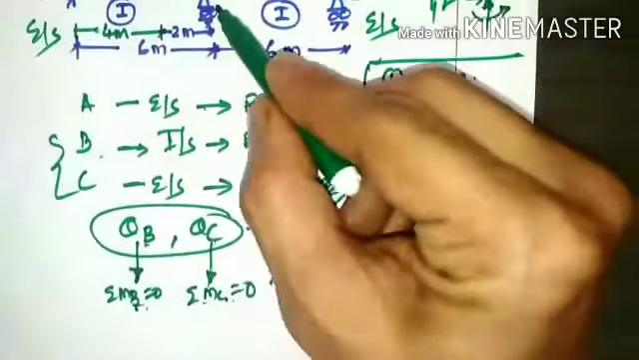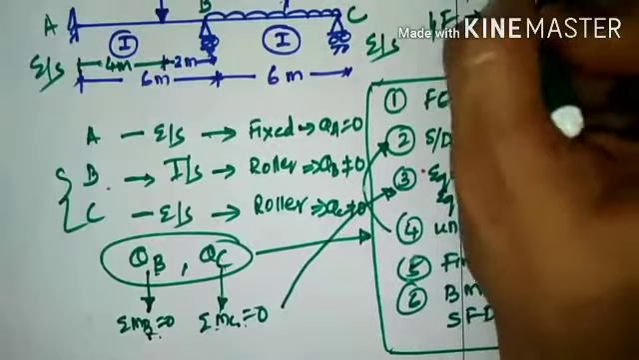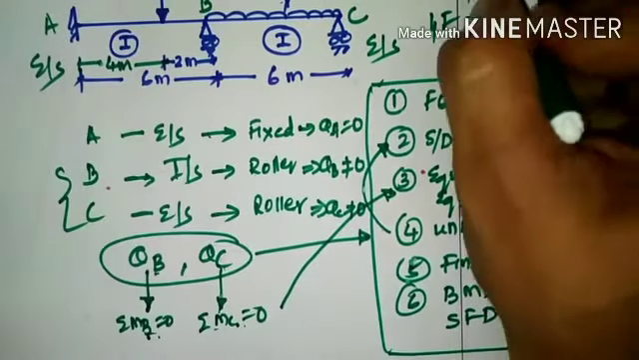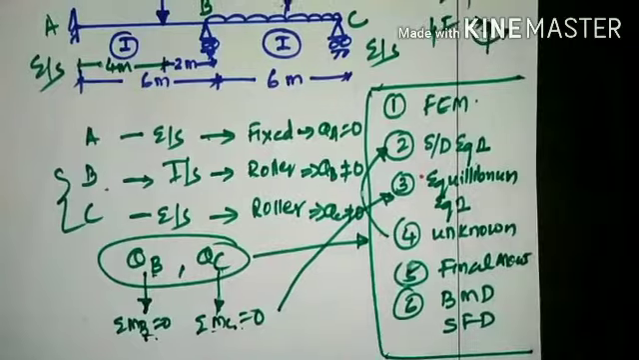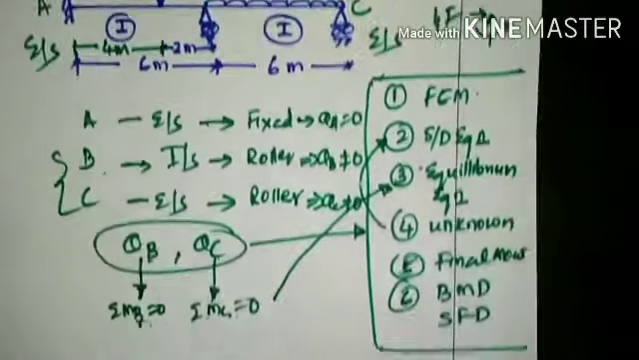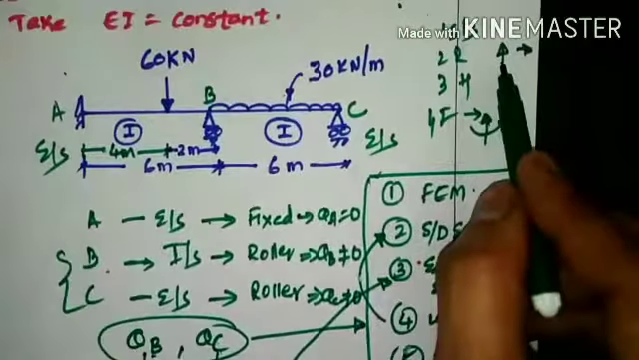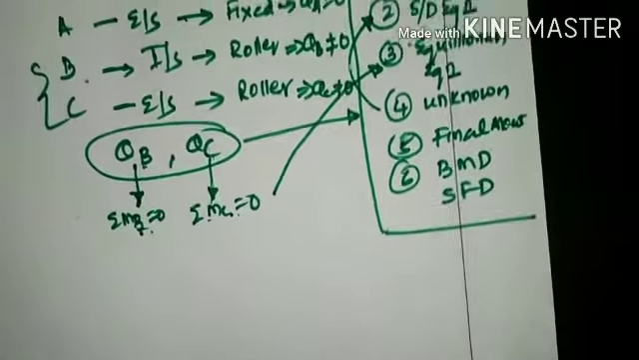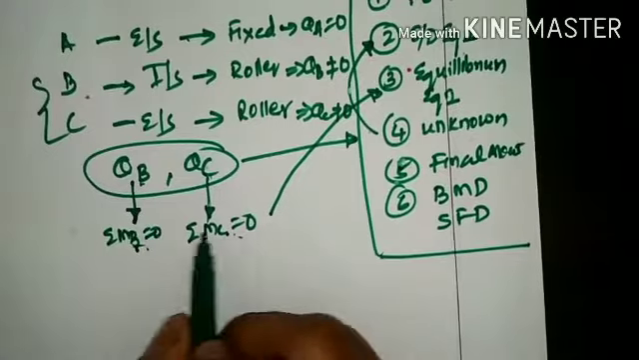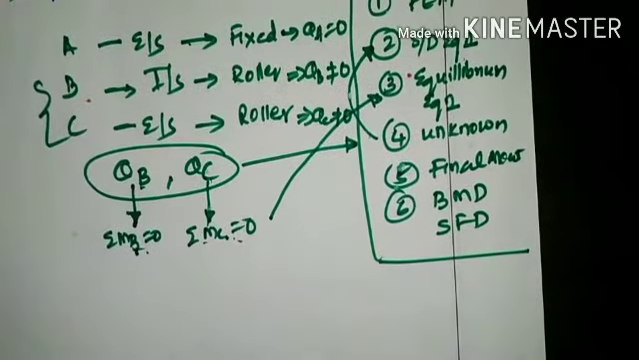MB is 0 because it is a roller support, and a roller support offers reaction only along the vertical direction or along the horizontal direction. Depending upon the direction of the roller, it will be perpendicular to the plane of contact. Since moment does not exist for the roller support, MB will be 0 and MC will be 0. Since moment does not exist, theta B and theta C need to be computed.